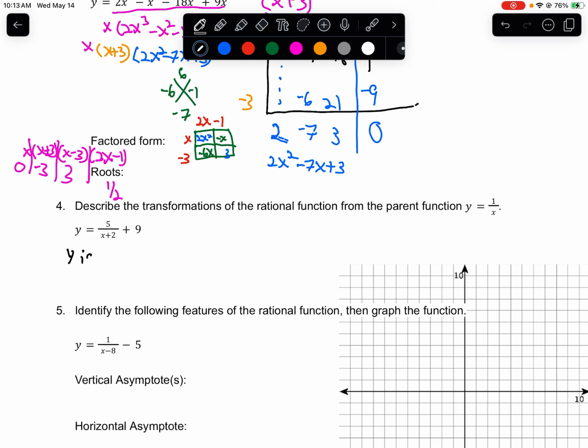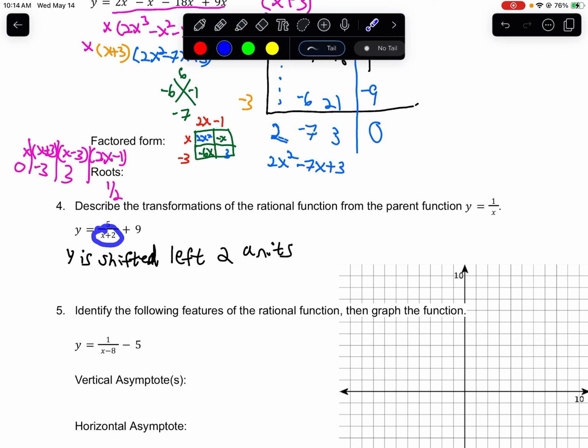Well, you will say that y is shifted left 2 units, and that came from this, right? Your x's are liars. It's also shifted up 9 units, and that came from this.